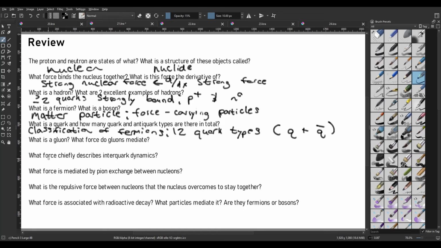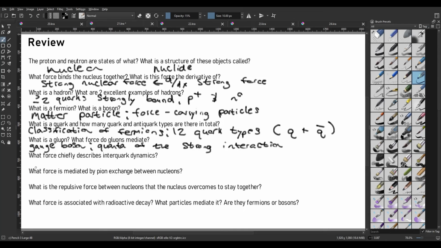What is the gluon? What force do gluons mediate? The gluon is the gauge boson of the strong force, and it would mediate the strong force. Quanta of the strong force, or strong interaction. You see it both ways. It's a vector boson, a gauge boson, those mean the same thing. So again, an integer spin.